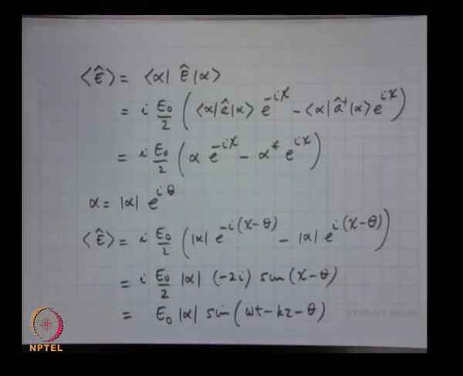So notice that the expectation value of the electric field varies as sine omega t minus kz minus theta, exactly like a classical electromagnetic field. The amplitude of this is given by E naught times mod alpha. If you recall, when we looked at the nth state, the electric field expectation value in the nth state was equal to 0. So the nth state is an eigenstate of the Hamiltonian operator. It has a fixed number of photons, exactly a well-defined number of photons, and the expectation value of the electric field was 0 there. That is not a representation of the classical electromagnetic field.